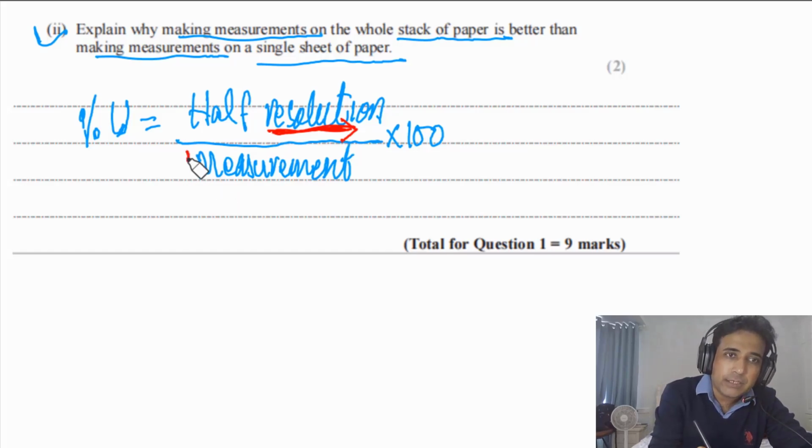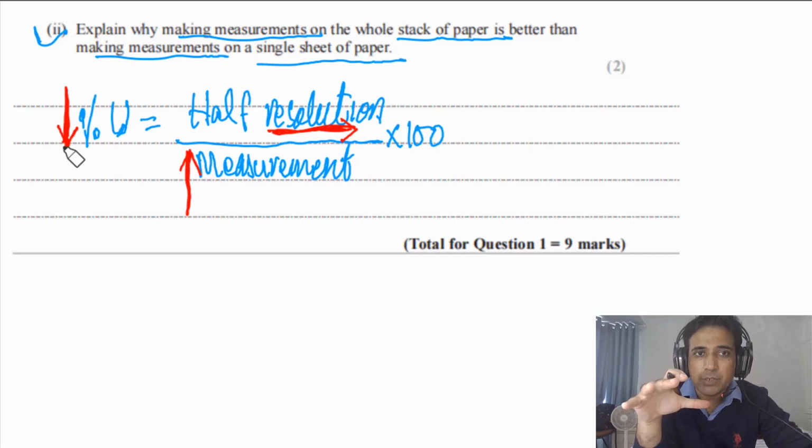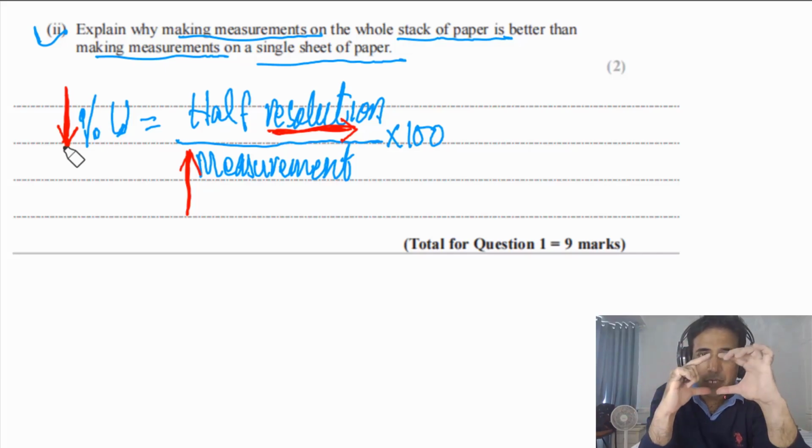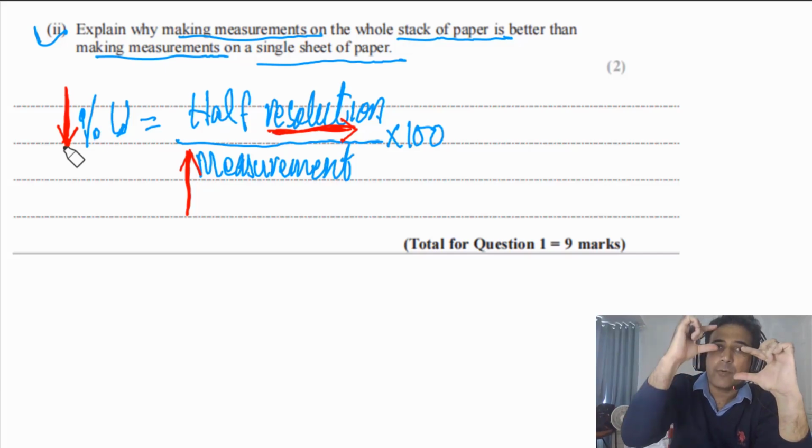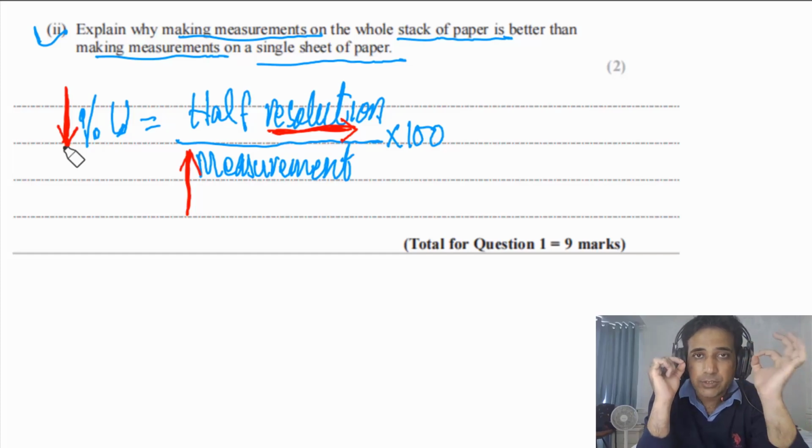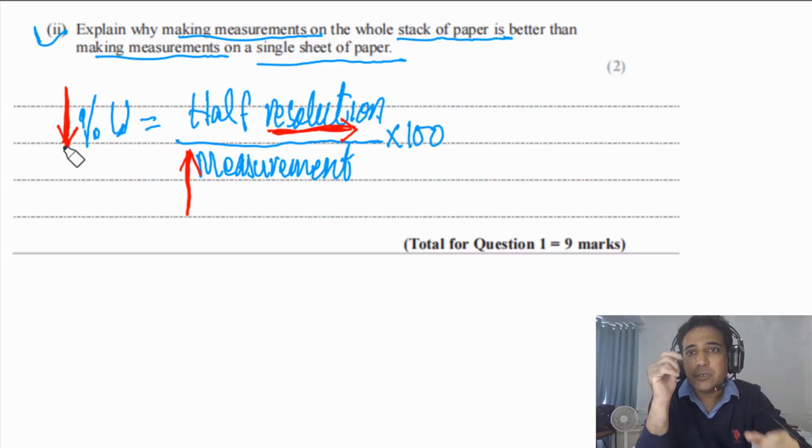But if we increase the measurement, the percentage uncertainty will go down. That's the reason we place many sheets of paper on top of each other to find the thickness of one sheet of paper. In this case, we can minimize percentage uncertainty. I hope this makes sense.